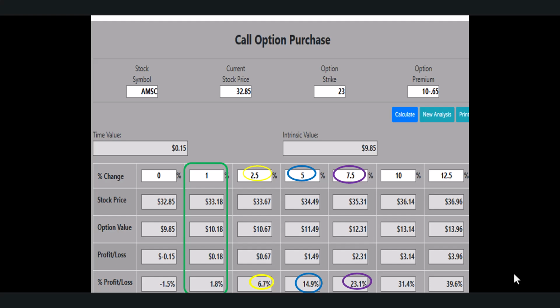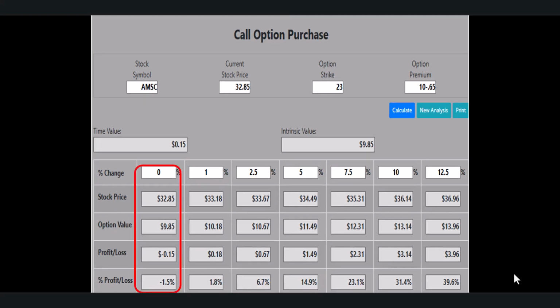The call option purchase calculator also shows that if the AMSC stock price increases by 2.5%, the 23 call will make a 6.7% or $67 profit. If the AMSC stock price increases by 5%, the 23 call will make a 14.9% or $149 profit. If the AMSC stock price increases by 7.5%, the 23 call will make a 23.1% or $231 profit. The 10% and 12.5% numbers are also displayed. You can see that the profits get better and better.